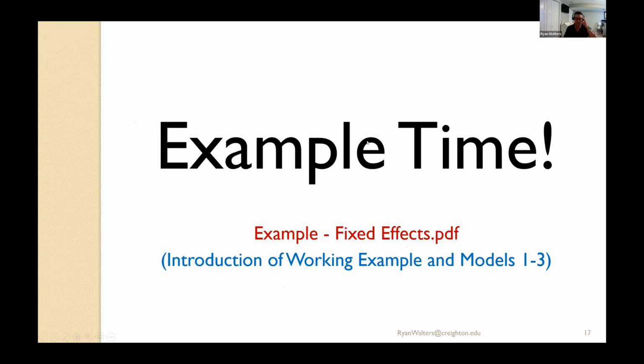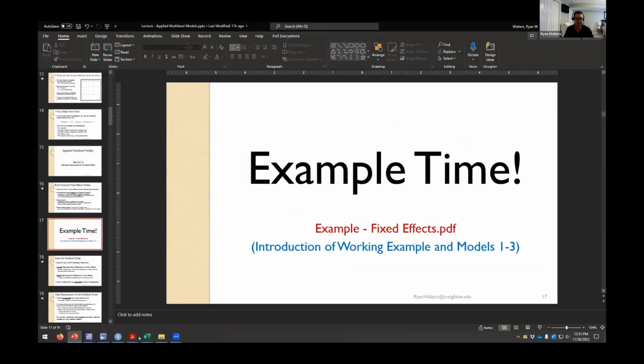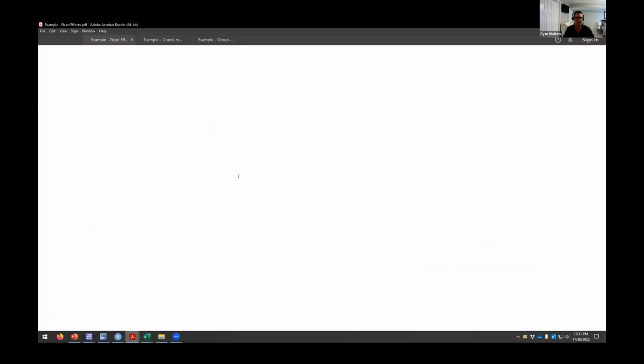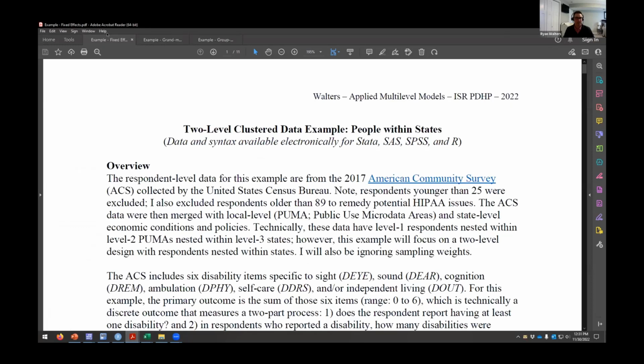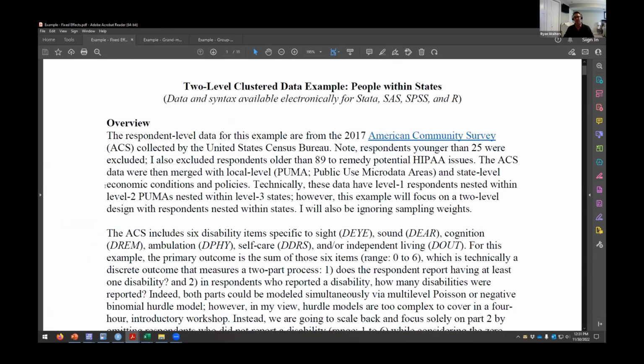So let me show you the example, and then I just want to show you a fixed effects approach. I included 3 PDFs. There's a lot of redundancy within these PDFs, so they're kind of standalone documents as is. We're going to be looking at the example called fixed effects, the example itself, and then models 1 through 3. So if I open up the fixed effects PDF here, let's talk a little bit about these data.